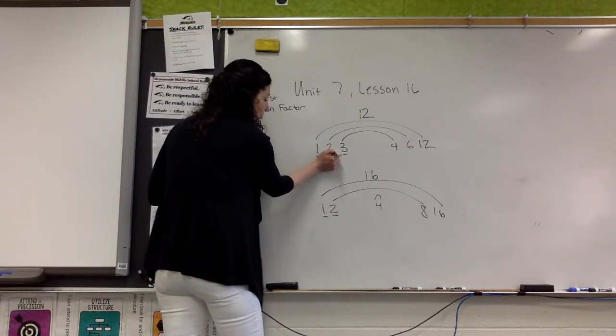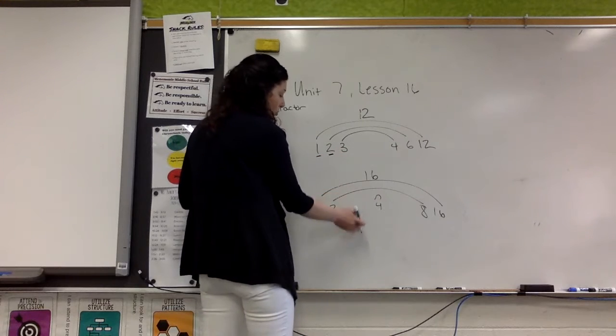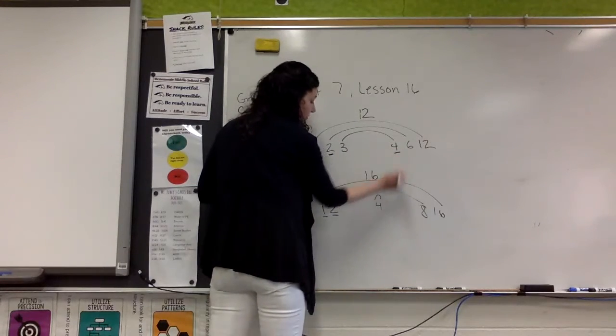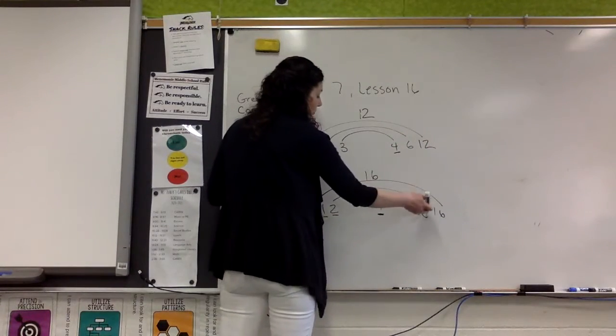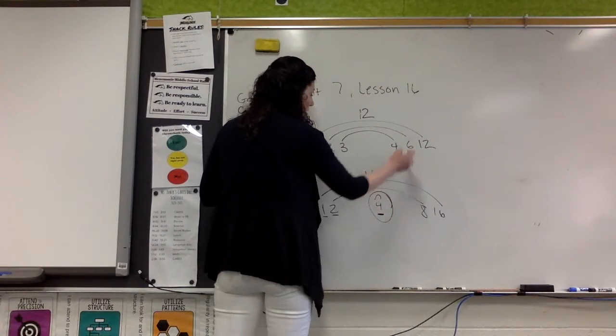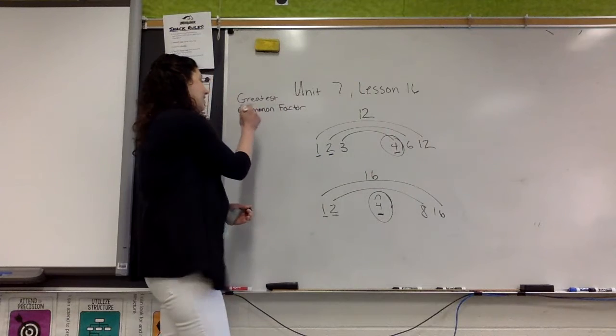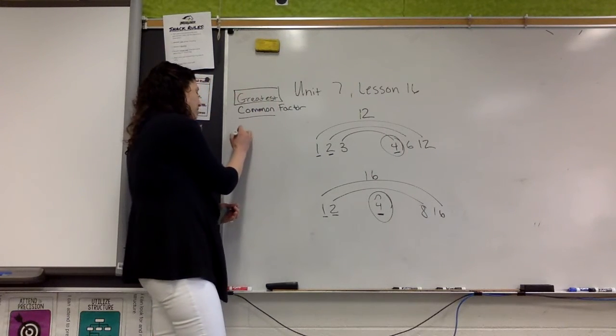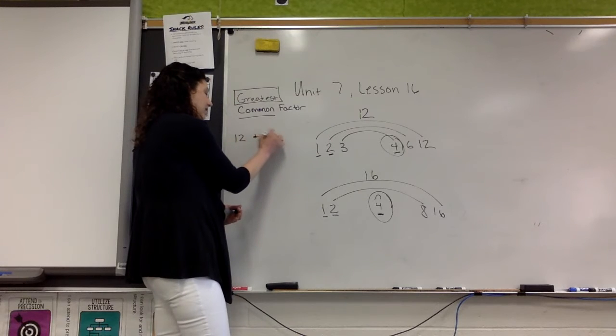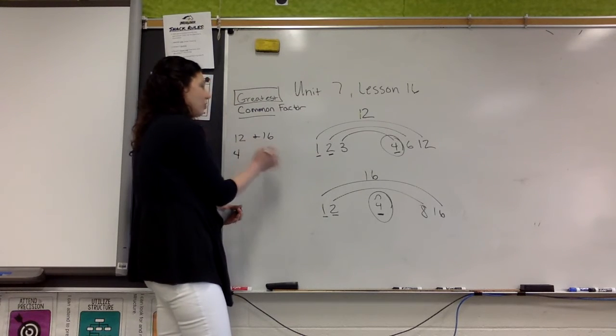Both lists have 2 on them. Both don't have 3. They both have 4 as a factor. They don't both have 6. They don't both have 12 or 8 or 16. So 4 is the factor that they have in common that is the greatest of all of them. So if I was comparing the numbers 12 and 16, 4 is the greatest common factor.